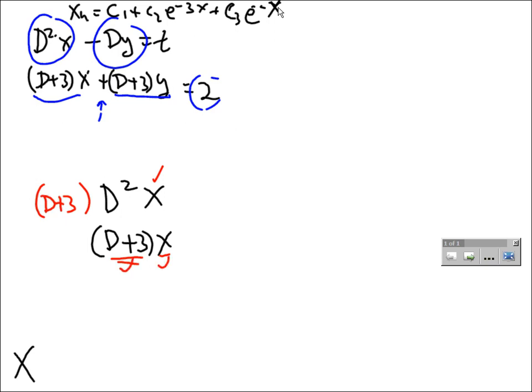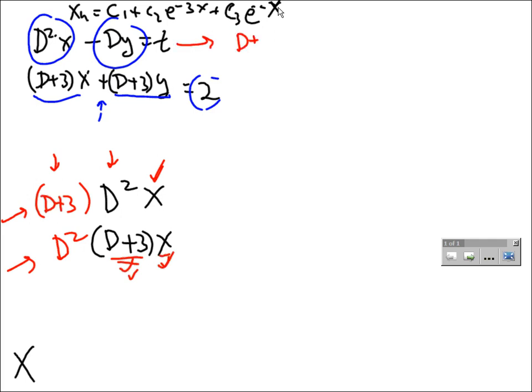Now we reverse the game. Is everything in the top and the bottom? Well, d plus 3 is in the top, it's in the bottom. D squared is in the top, it's not in the bottom. Okay, we'll put it. X is in the top and it's in the bottom. We're done. We do d plus 3 to the top equation and d squared to the bottom equation.